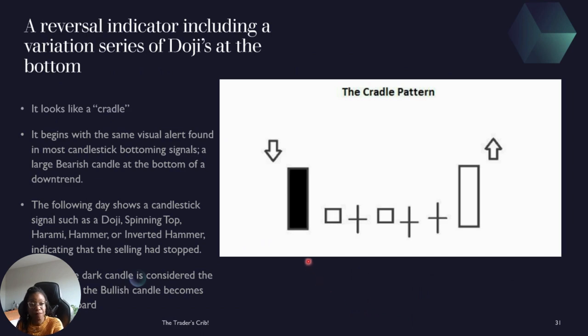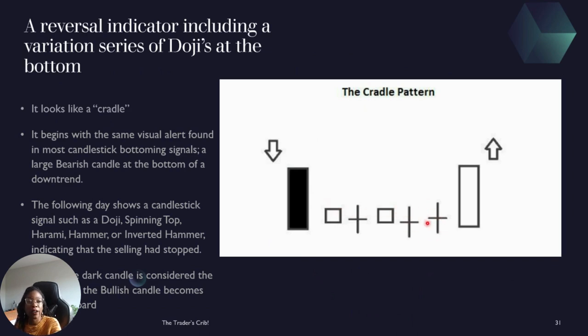Equal bottoms here. It resembles a sandwich when plotted on a chart. Both candles on either side have a larger trading range than the middle candle. It's a possible short-term trend change.